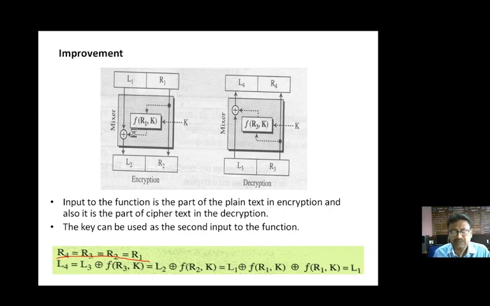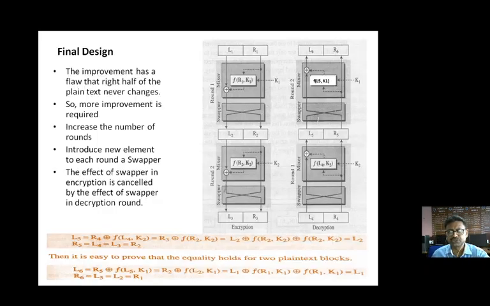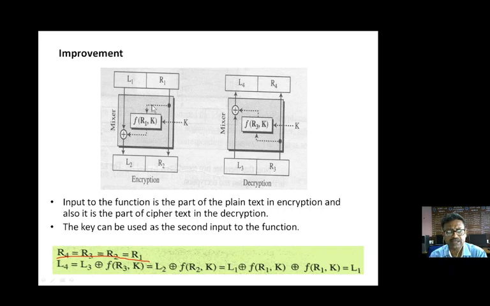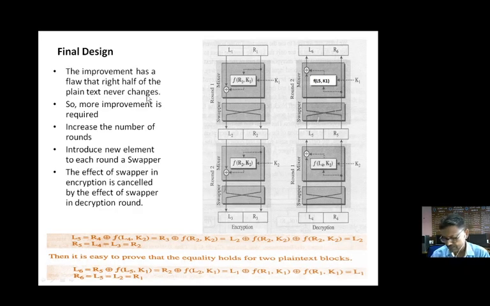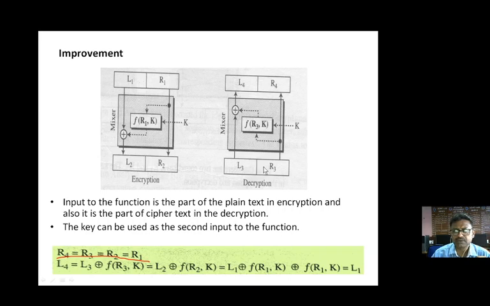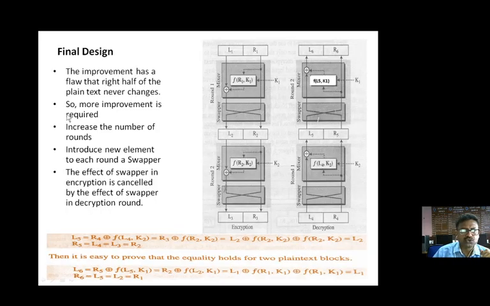But this improvement over the previous design also has some lacuna: the right-hand side element is copied as it is. R1 is equal to R2, R2 is equal to R3, R3 is equal to R4. So this is going to create some vulnerability, and that is why some more improvement has been suggested, and this is the final design of the Feistel cipher. Whatever we have discussed till now has a flaw, that the right half of the plain text never changes. So more improvement is required.